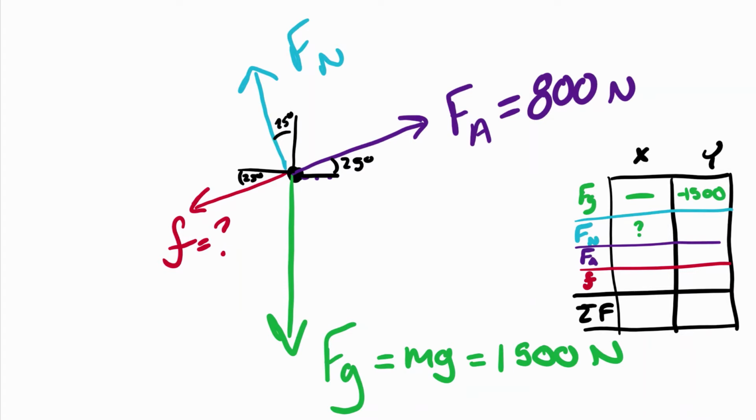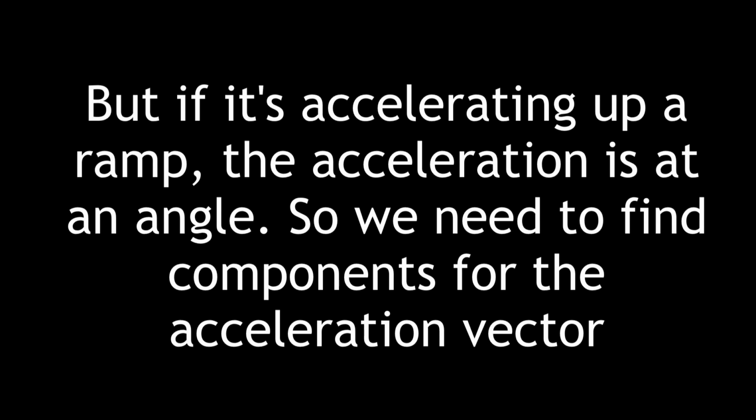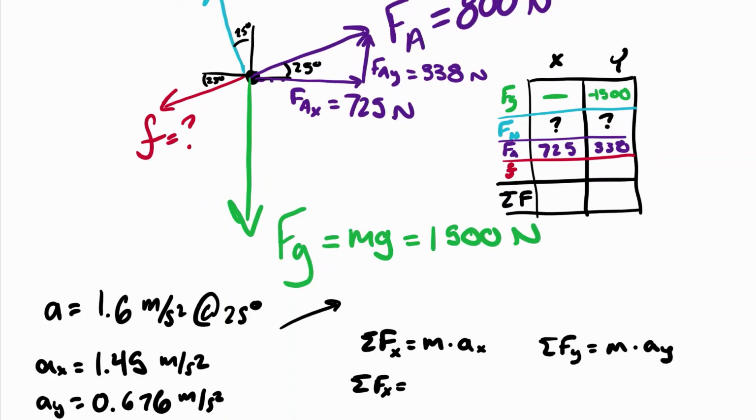We can figure out the components of the applied force, the vertical and the horizontal components, but the acceleration is up the ramp, so it's in two directions, which means we have to find the acceleration vector and the acceleration components. So we go at an angle, find the horizontal and vertical components of the acceleration, which means we can find the horizontal and vertical components of the net force. We use our net force equations to find the net force in each direction.